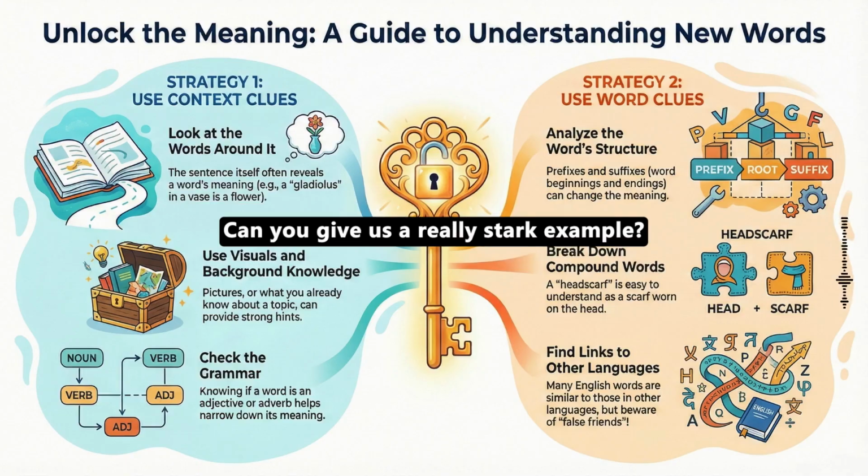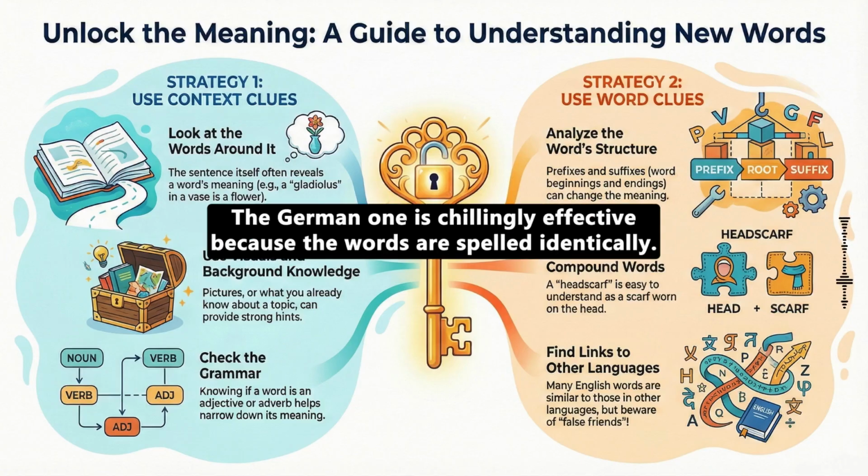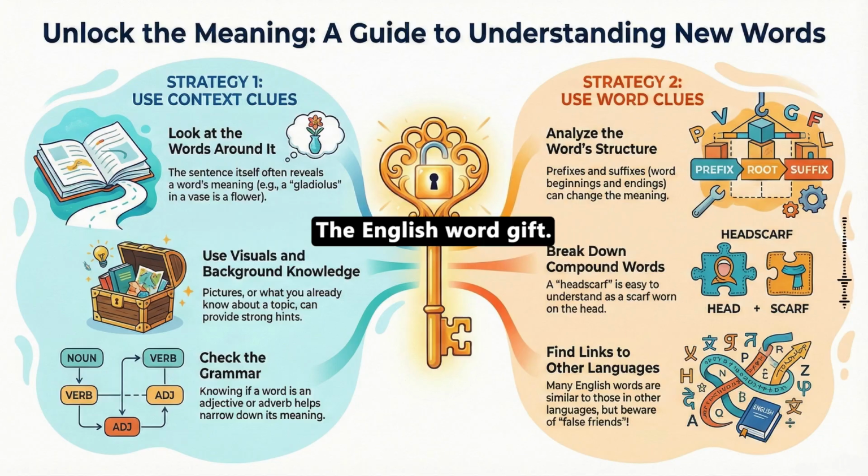Can you give us a really stark example, one that shows how high the stakes can be? The German one is chillingly effective because the words are spelled identically. The English word gift. A present, something nice. Right. But in German, gift means poison.